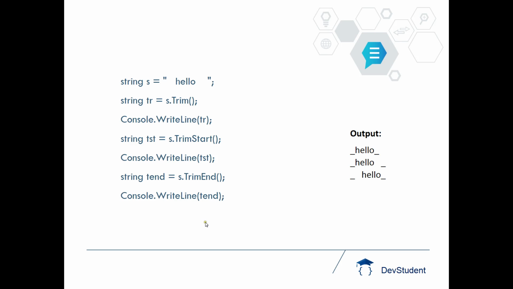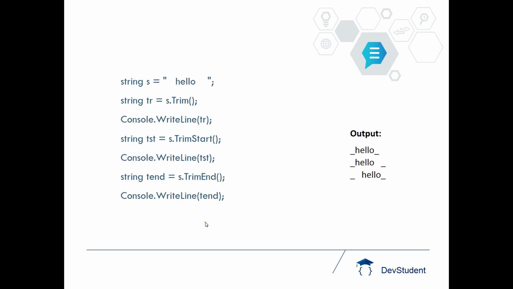Here I have an example. I have taken a string called S with some text as hello. It is having white space at both the ends. Using the Trim method, I have removed white spaces from both the ends. TrimStart is used to trim the white spaces from the starting end, whereas TrimEnd is used to remove the white spaces at the ending part. You can see three outputs are there. First one is Trim, second one is for TrimStart, and third one is for TrimEnd.